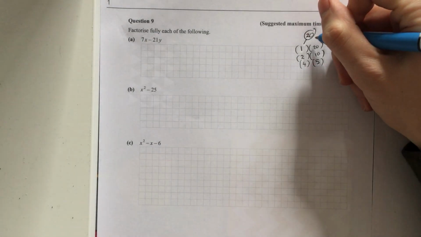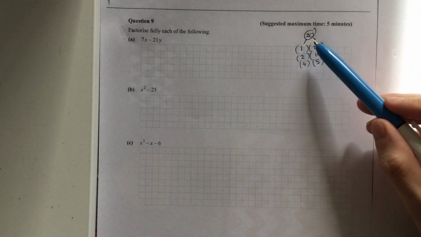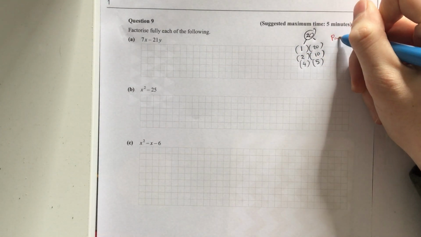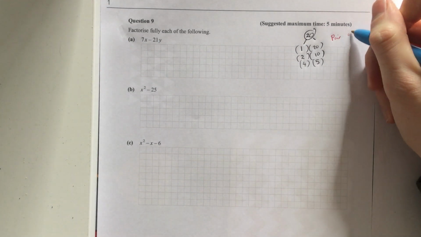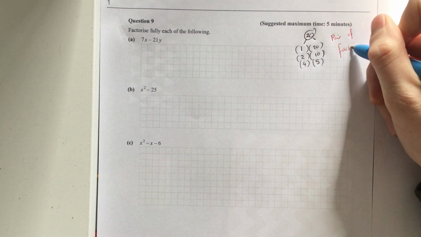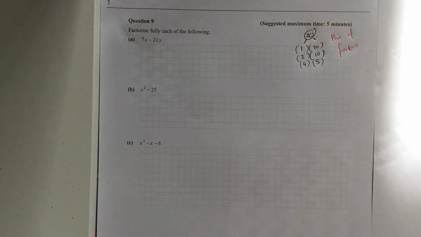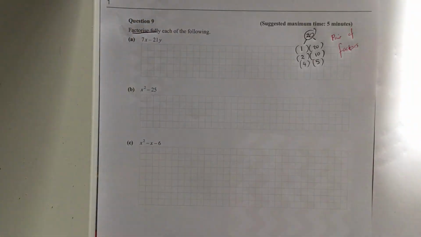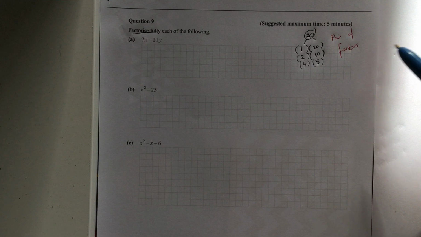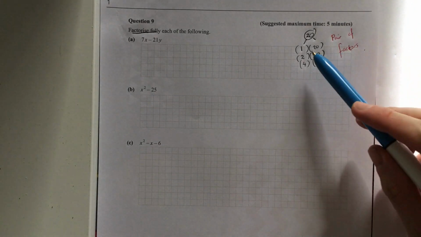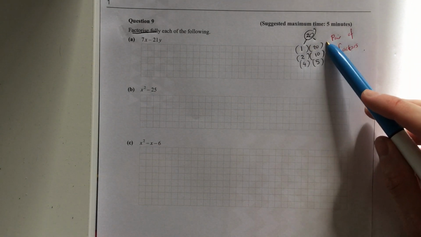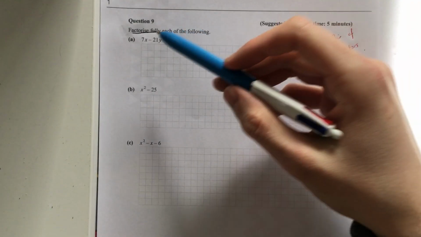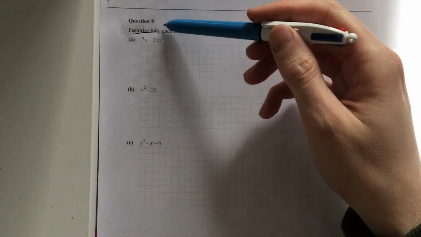So you can see here that there are a pair of factors, okay? I want you to remember this when we look at our final answer in a second, pair of factors. Because when we answer these questions, we're told to factorize fully each of the following. We will get an answer which is a pair of factors. In other words, a bracket multiplied by a bracket. So this question here asks us to fully factorize each of the following.